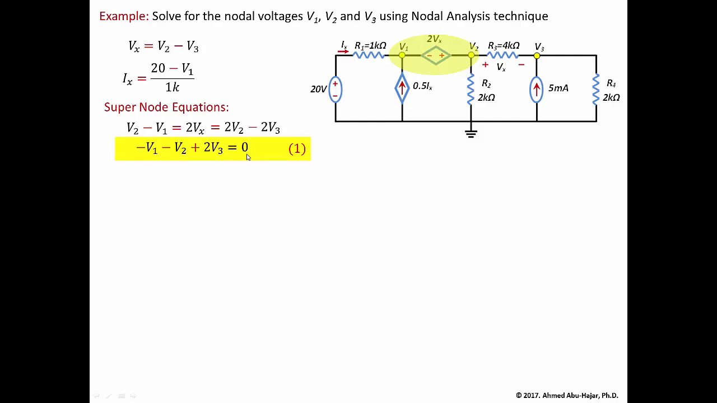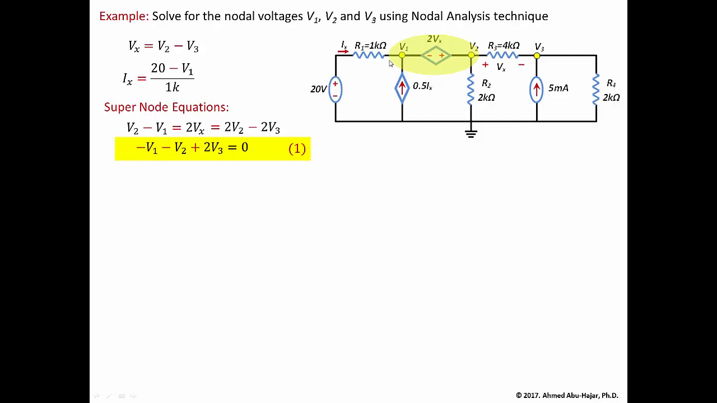This is the first equation of the supernode that we have. Now we're going to sum the currents leaving the supernode to equal 0. Keep in mind that when you do the supernode, whenever you are at the V1 side, you're going to use V1 as a nodal voltage. Whenever you are at the V2 side, you're going to use V2 as the nodal voltage. And you're going to sum all the currents leaving the supernode equals 0.